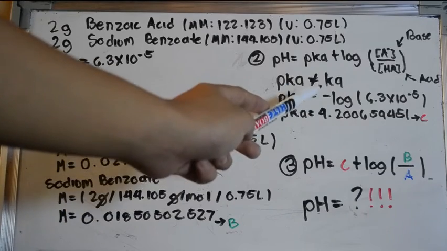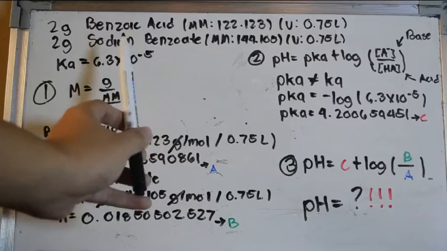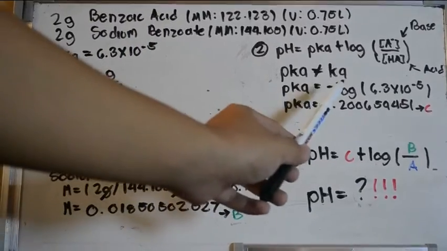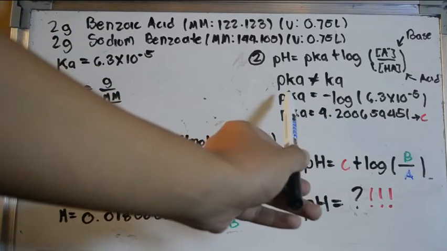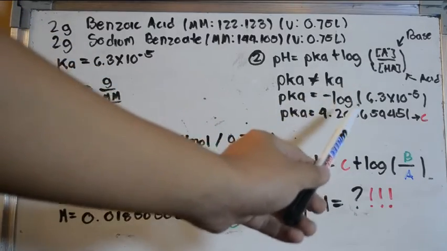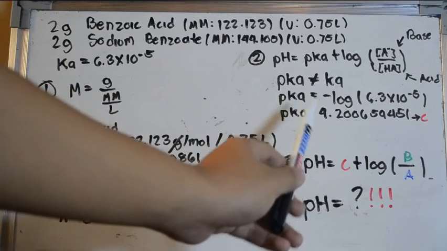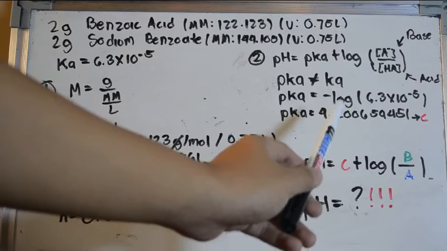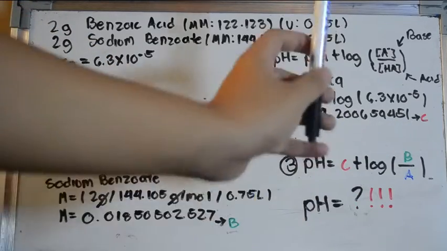Now, you have to find pKa. To get pKa, we have to get the value of Ka, which is 6.3 times 10 to the negative 5, and plug it in negative log. Now, once you put the value inside of negative log, the answer is now 4.2006599451, which will now be denoted by C.